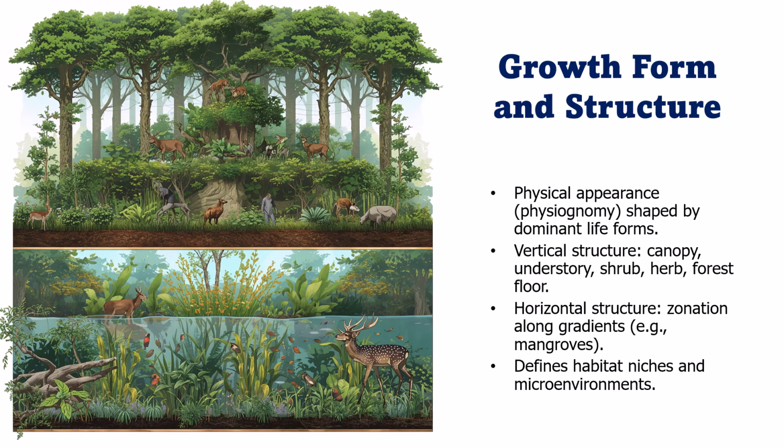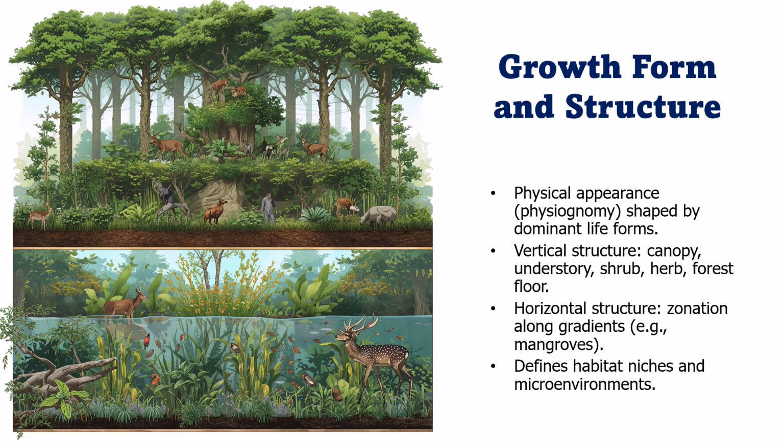The structure of a community is determined by its growth forms and overall physiognomy. Vegetation layers provide the community's physical appearance and habitat complexity. In forests, for example, vertical stratification is evident, with canopy trees forming the upper layers, followed by understory vegetation, shrubs, herbs, and ground flora. In aquatic ecosystems, horizontal zonation occurs, such as algae growing in sunlit shallow waters and large aquatic plants dominating deeper zones.